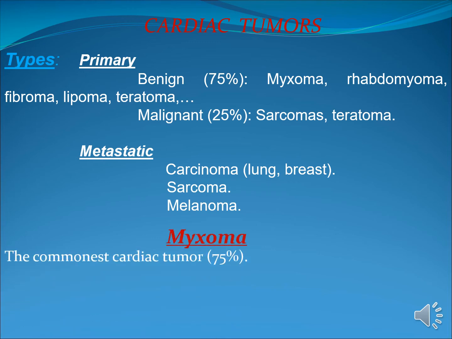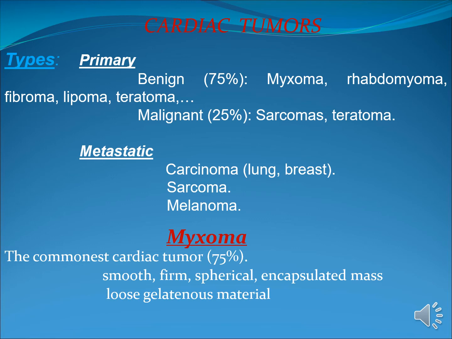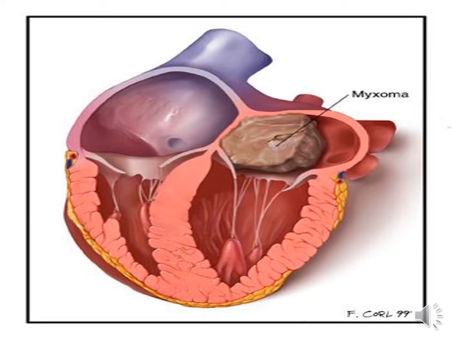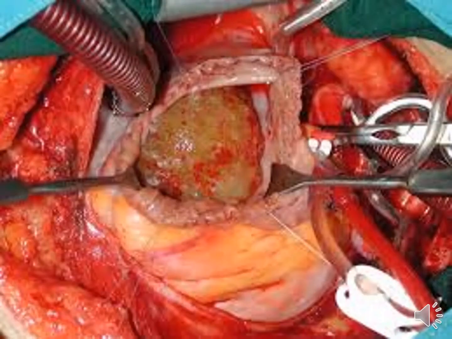Myxoma, the commonest cardiac tumor, 75% of cardiac tumors. Smooth, firm, spherical, encapsulated mass. Loose gelatinous material. Pedunculated, usually attached to the septum in the left atrium. Such a picture shows myxoma.